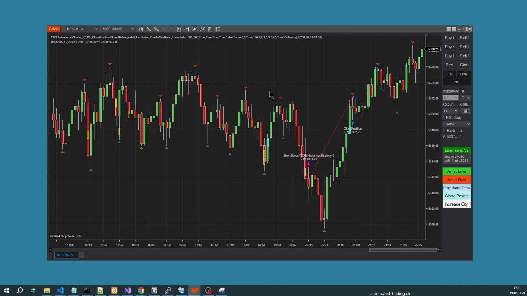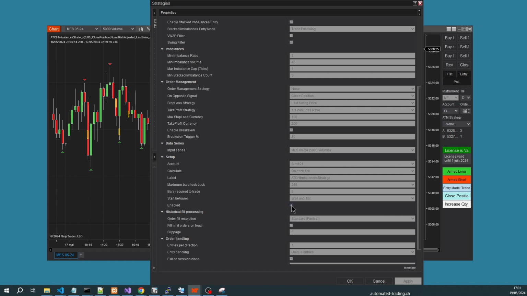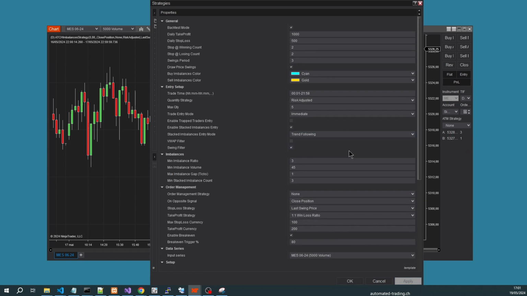Okay, so I will explain the last parameter, which is related to this entry setup. So here I will put back the VWAP filter. I will remove the swing filter, and I will explain this parameter here, which is a very important parameter in the next section.